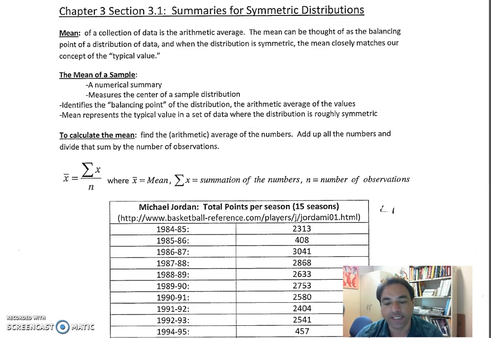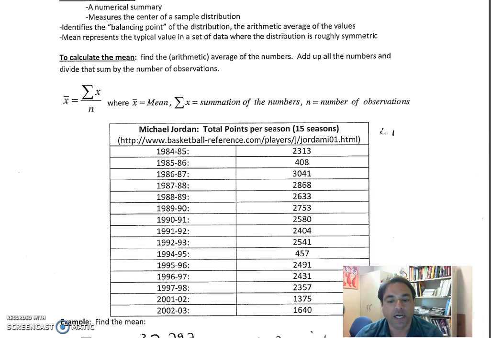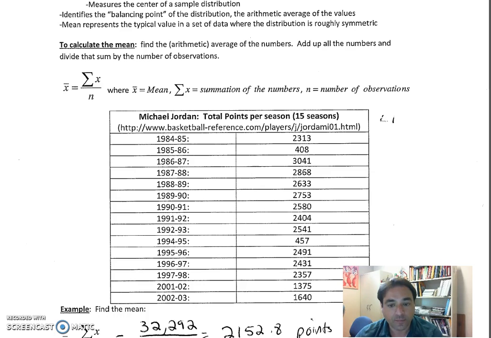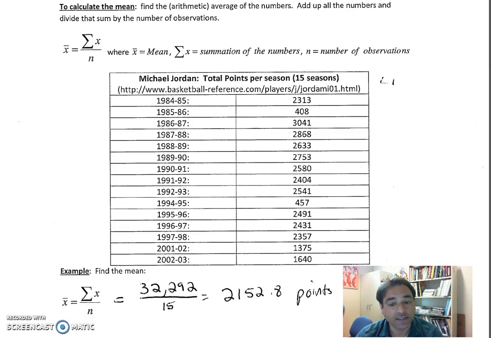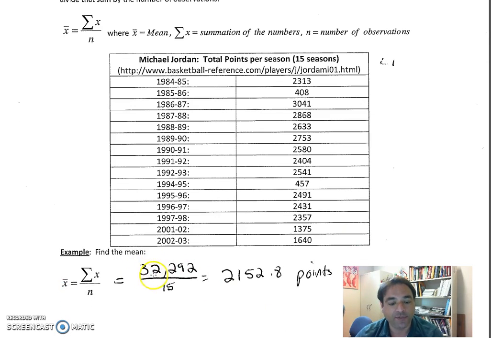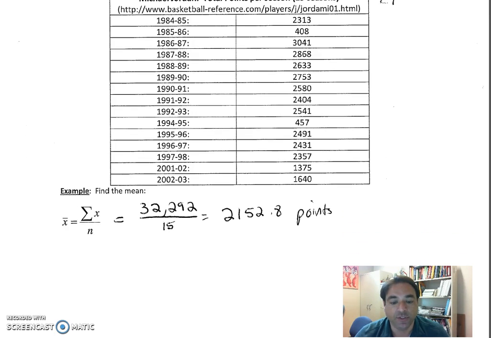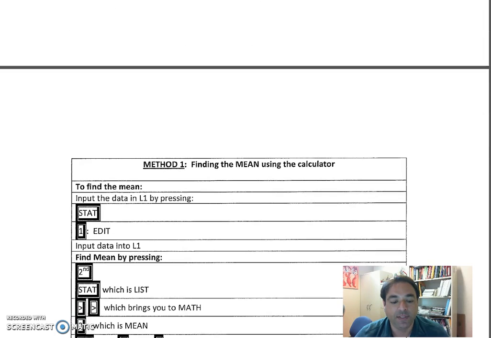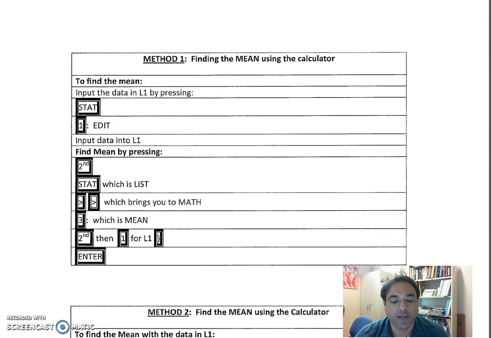So we have some real data here. Here's Michael Jordan for 15 seasons. If we were doing this by hand, we would add up all the observations and divide by 15. So his average per season is 2,152.8 points. Okay? But we can also do this in the calculator. Notice you have some step-by-step on how to do this in the calculator, so I'm going to walk through that.